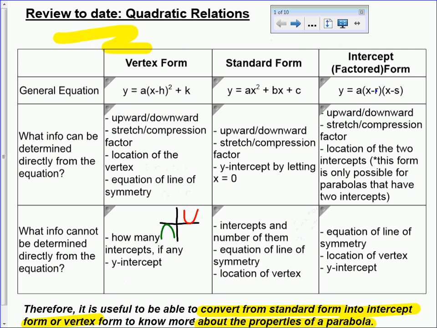Now the same can be said for our parabolas that open down. Okay, so if the vertex is below the x-axis, there are no x-intercepts. If the vertex is above the x-axis, there are 2. If it's on the x-axis, there is exactly 1. Now we can also find our y-intercepts by letting x equal 0.